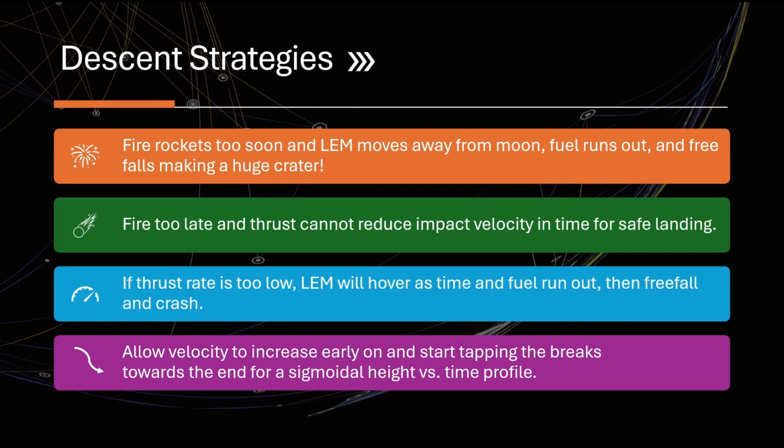The human might try these strategies with various degrees of success. However, if you fire the rockets too soon and the LEM moves away from the moon, fuel then runs out and free fall happens, making a huge crater. Fire the rockets too late and thrust cannot reduce the impact velocity in time for a safe landing. If the thrust rate is too low, the LEM will hover as time and fuel run out and then free fall and crash. A strategy where you allow the velocity to increase early on and then start tapping the brakes later towards the end, for a sigmoidal height versus time profile, would be an optimum way to go.